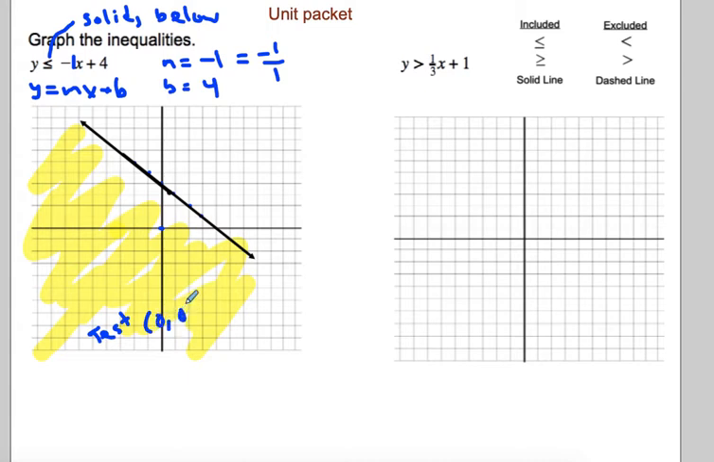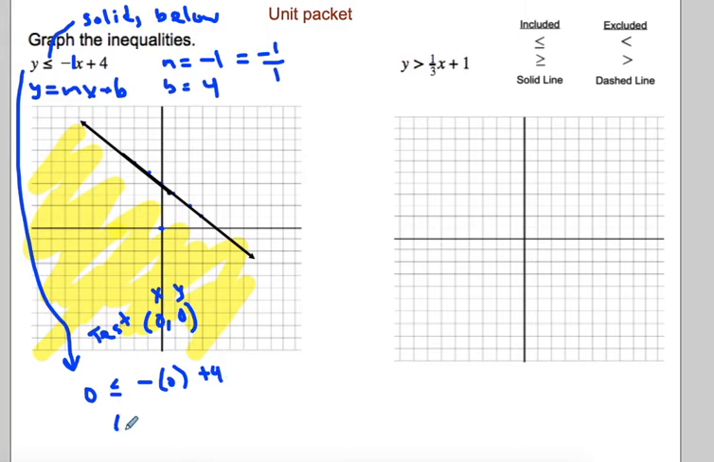So here the point that I'm testing is 0, 0, and again remember that this is your x and that's your y. So if I take this inequality right here, and I replace the y with 0, and I replace the x with 0, the question is, do I get something that is true? So is 0 less than or equal to, well, -0 is 0. 0 plus 4 is 4. Is 0 less than 4? Certainly. So that means this point and every other point in this region represents a true statement for that inequality. You're always going to end up with something that's true.